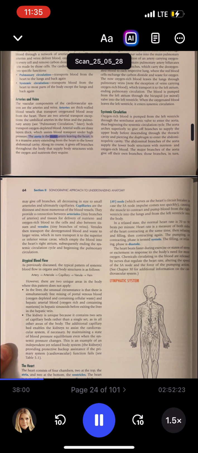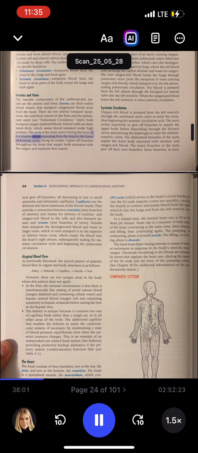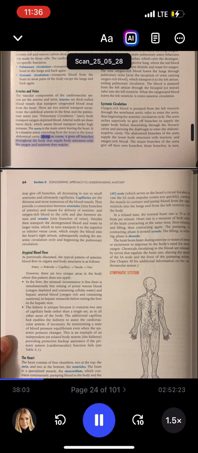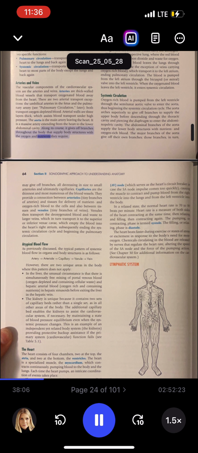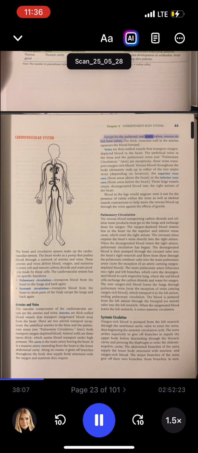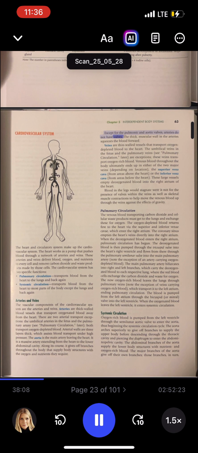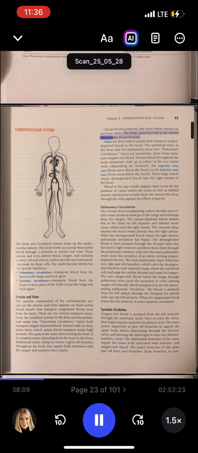The aorta is the main artery leaving the heart. It is a massive artery extending from the heart to the lower abdominal cavity. Along its course, it gives off branches throughout the body that supply body structures with the oxygen and nutrients they require. Except for the pulmonic and aortic valves, arteries do not have valves. The thick muscular wall in the artery squeezes the blood forward.